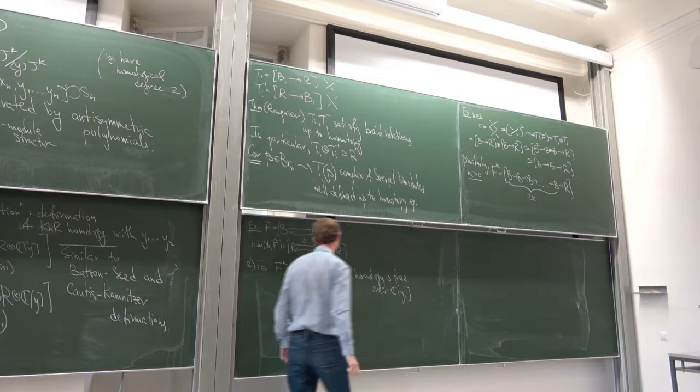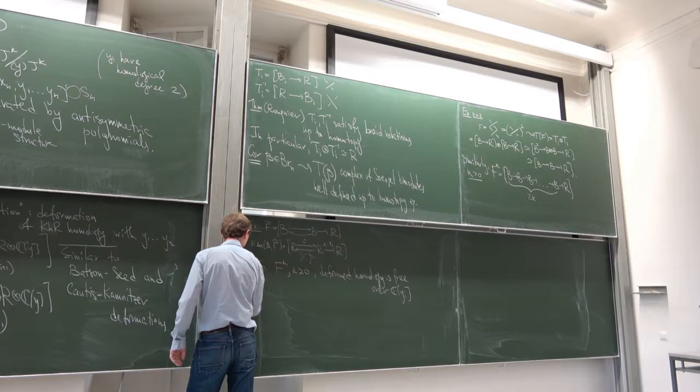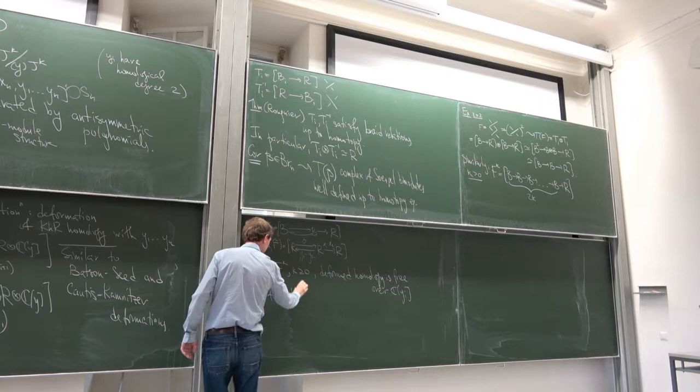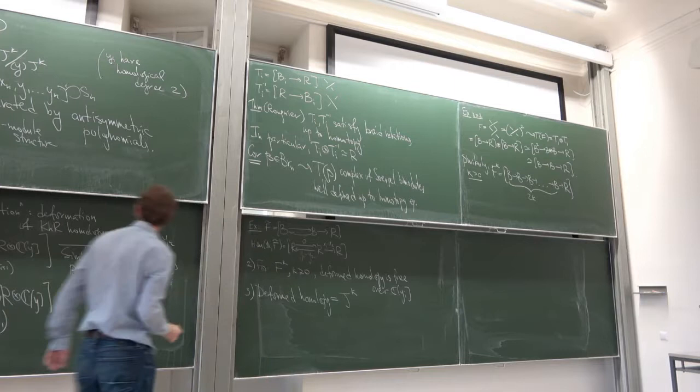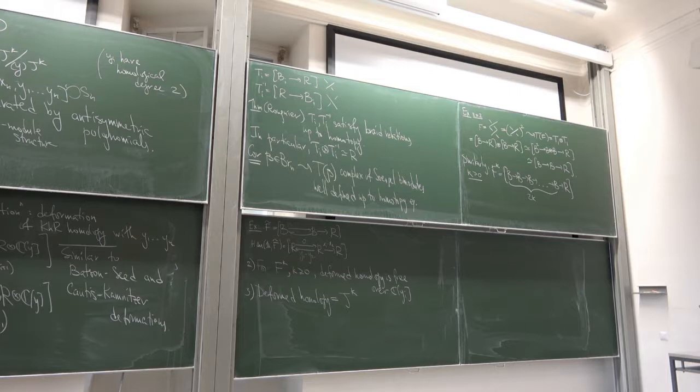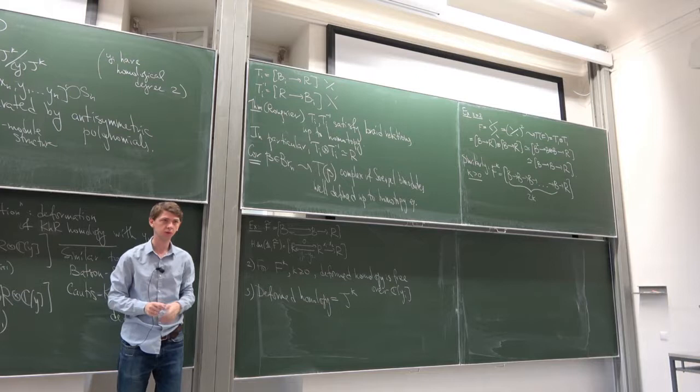So this is the key step. And once we know that it's free, we can actually go ahead and prove that the deformed homology of is just G to the K, where J is this ideal which appeared before. And we secretly use some facts from algebra that people have proved about this J, but maybe I'll say this a bit later.